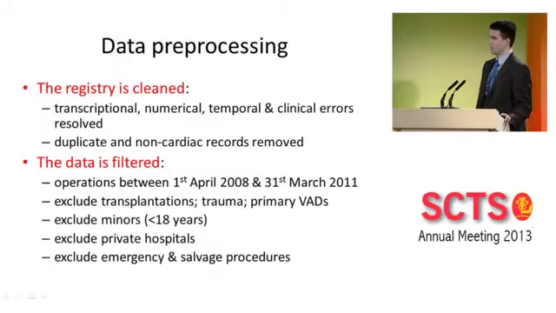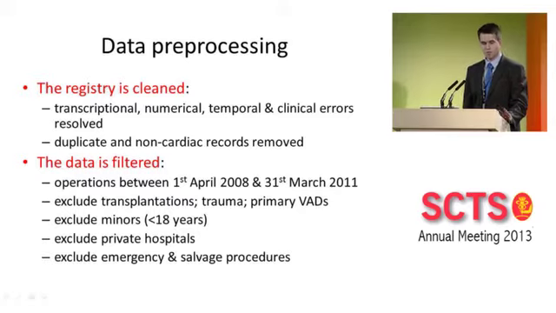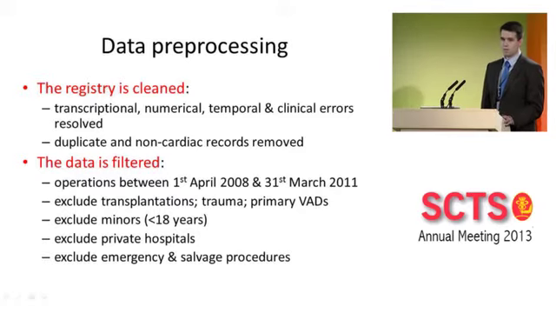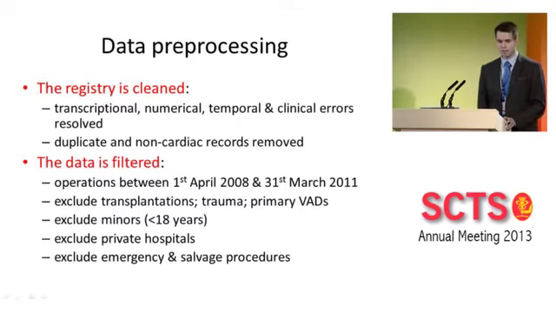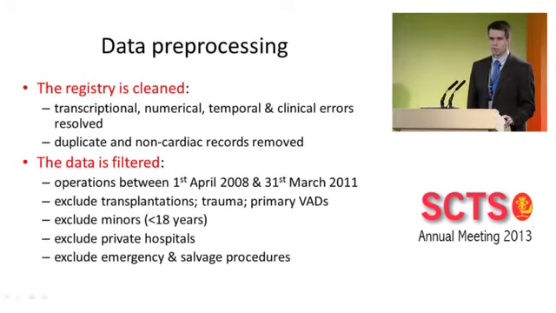So just to discuss the data pre-processing that occurred for the latest round of governance analyses. As I've discussed, the data's cleaned. The types of errors you would have found would have been transcriptional, numerical. You would have had temporal issues, for instance, dead patients ending up coming into surgery. You would have had clinical errors, for instance, an isolated CABG that would have miraculously had a valve procedure done somehow. And there's also an issue of duplicate procedures. Some surgeons get confused about who should enter the records, etc.